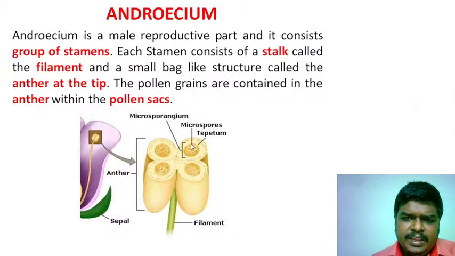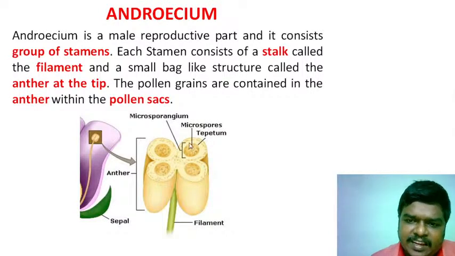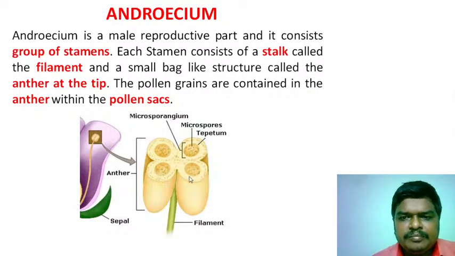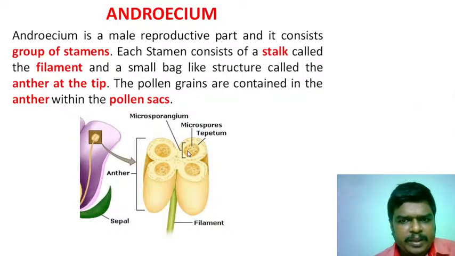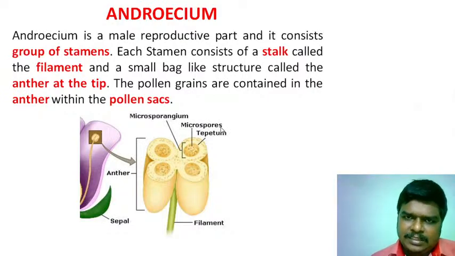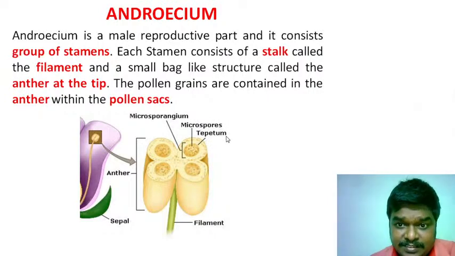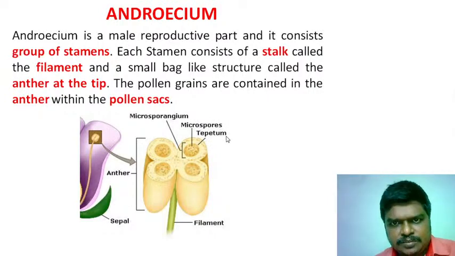And inside the anther, it has pollen sac. This is called the pollen sac. So that pollen sac has the microsporangium. What is microsporangium? The pollen mother cells that produce microspores are called microsporangium.